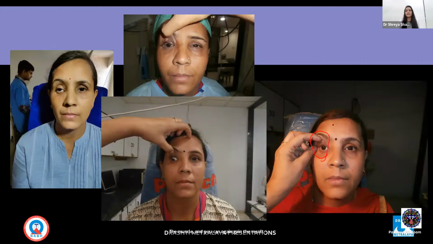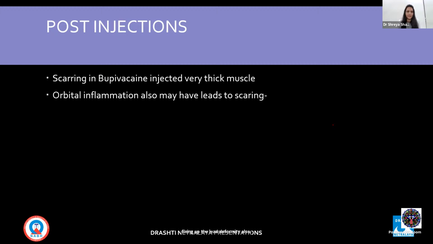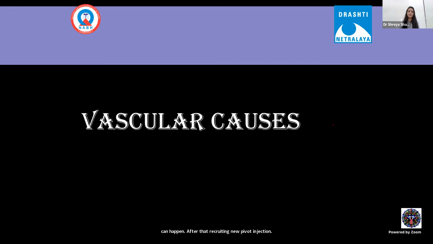So sometimes the patient's muscle strabismus can be just because of bupivacaine. Scarring can happen after that bupivacaine injection. And don't forget to treat the associated ptosis, if it is associated.